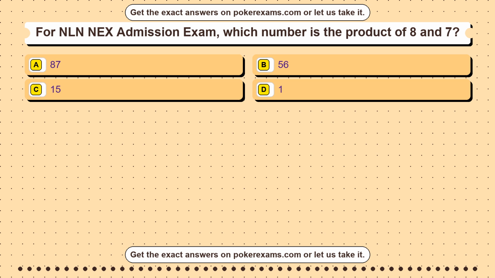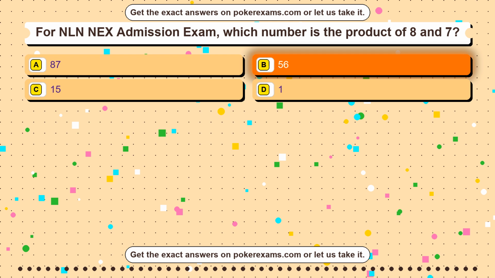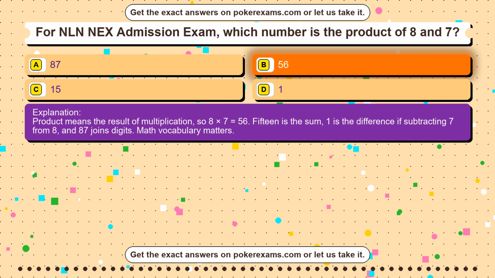Question 32. For NLN NEX Admission Exam, which number is the product of 8 and 7? Option A 87. Option B 56. Option C 15. Option D 1. The correct answer is option B. 56. Product means the result of multiplication, so 8 times 7 equals 56. 15 is the sum, 1 is the difference if subtracting 7 from 8, and 87 joins digits. Math vocabulary matters.